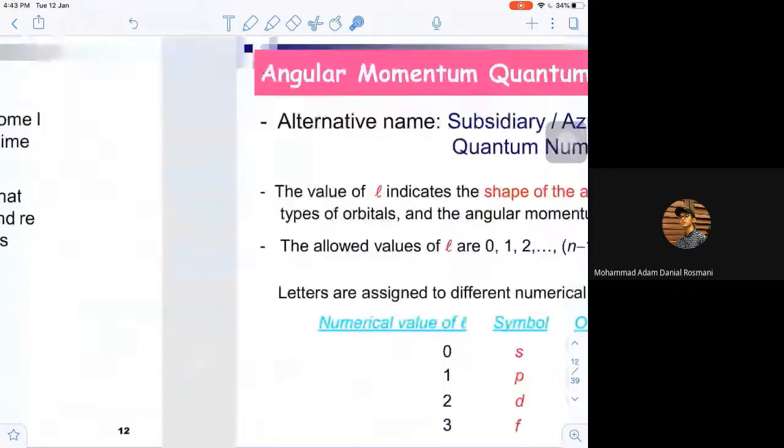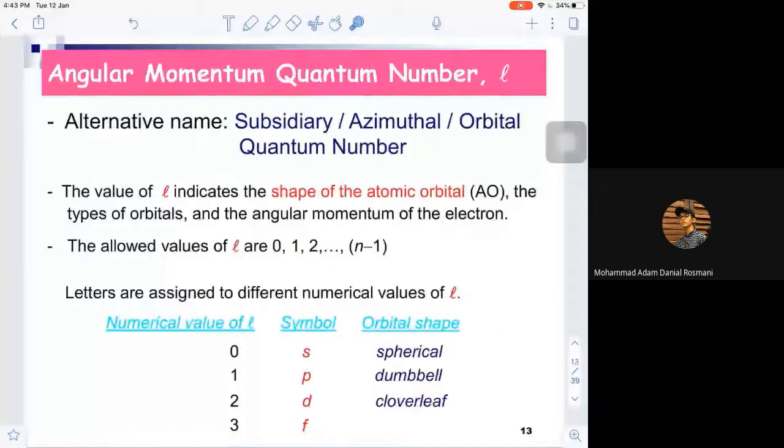The second quantum number is the angular momentum quantum number, known as L. Other names are subsidiary, azimuthal, or orbital quantum number. That is why L determines the shape and the type of the orbital. The values of L are 0 until n minus 1, where n is the principal quantum number just now.